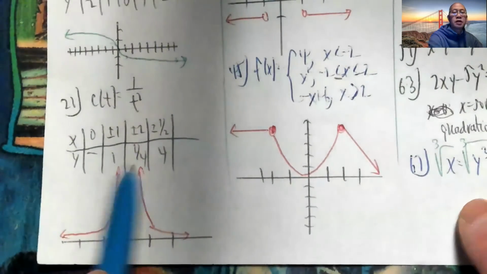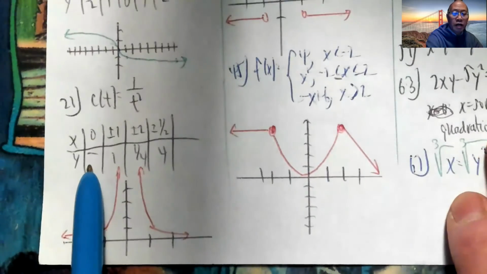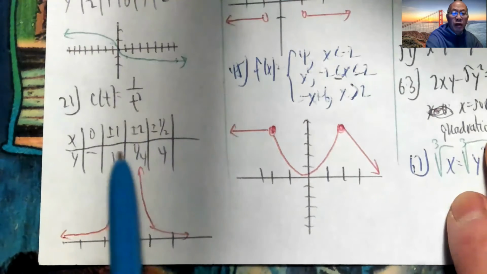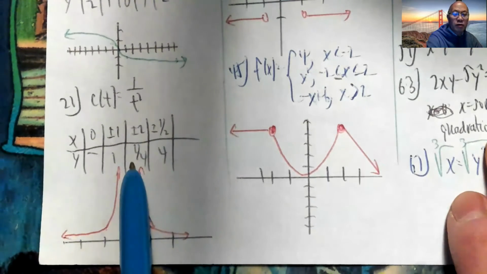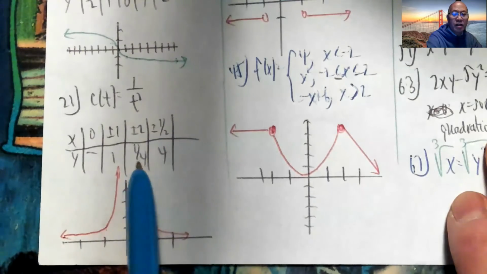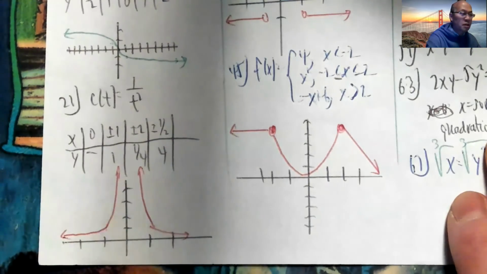21. C of t is 1 over t squared. You're not allowed to plug in 0. If I plug in plus or minus 1, I get the same thing, 1. Plus or minus 2, I get 1/4. Plus or minus a half, I get 4. So it ends up looking something like that.